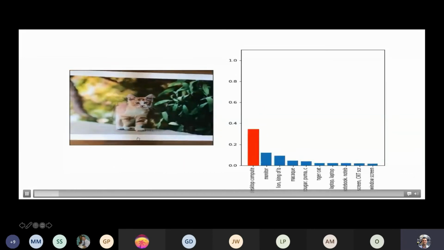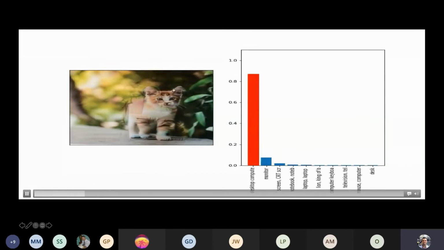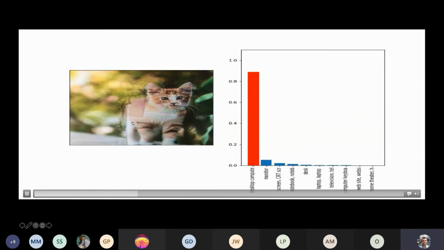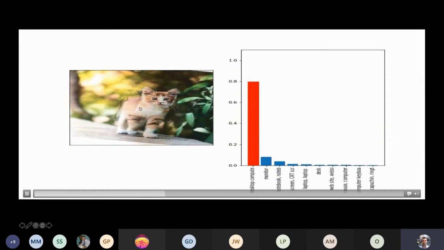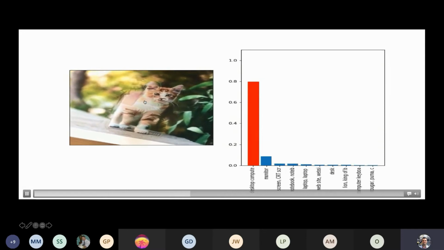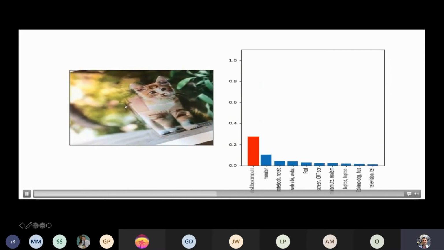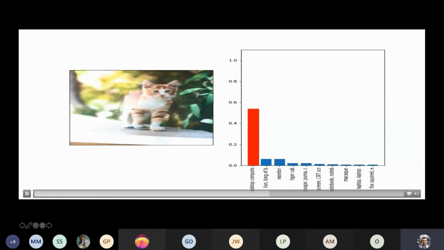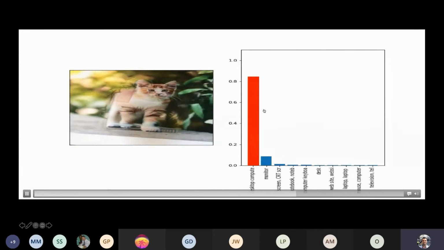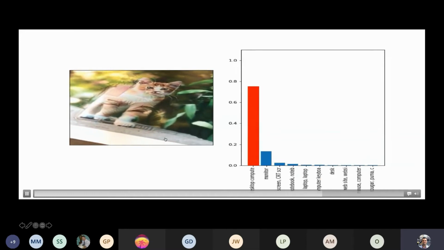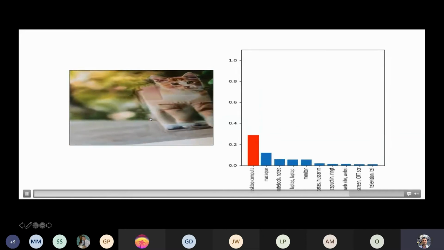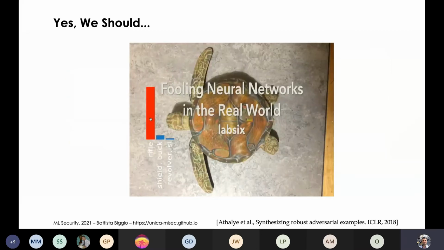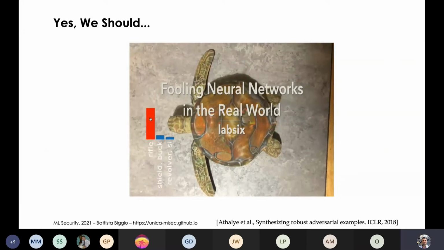What they did was this cat. They perturbed this cat to be classified as a desktop computer from different angles and perspectives. You see that this is happening here, but the perturbation is clearly visible. So this looks like the case of a desktop computer in a sense. But you see that this is robust to many different changes in scale, rotation, and so on. We already saw this one, so I'm going to skip it.